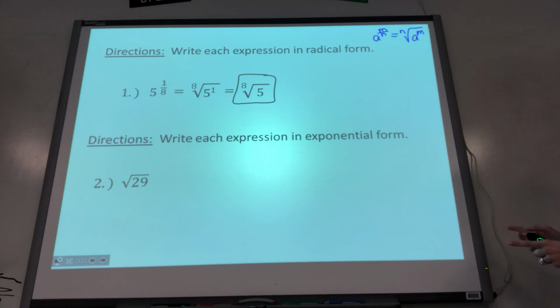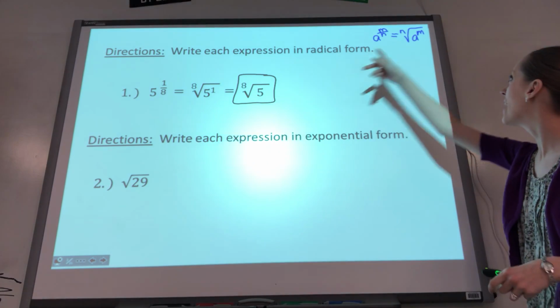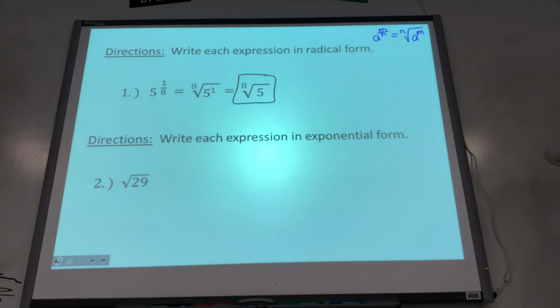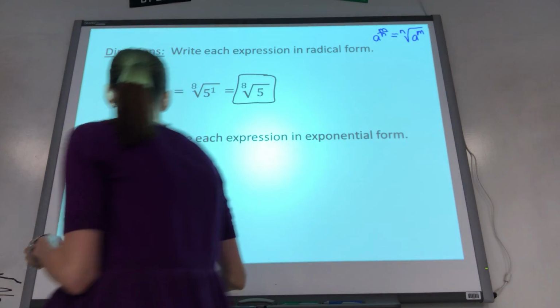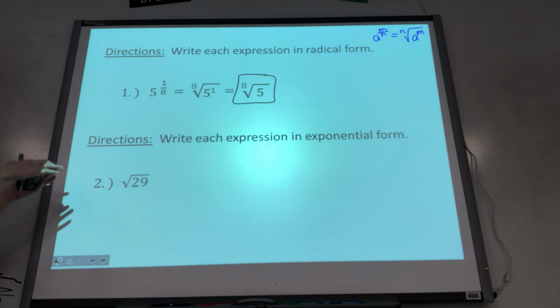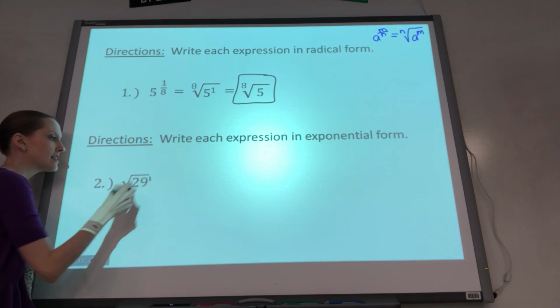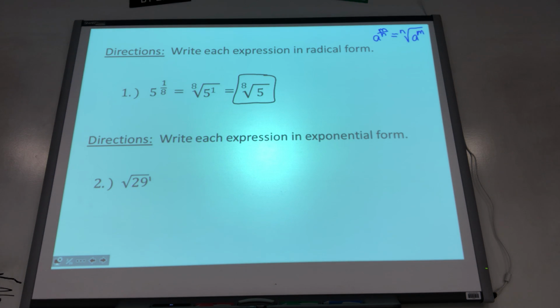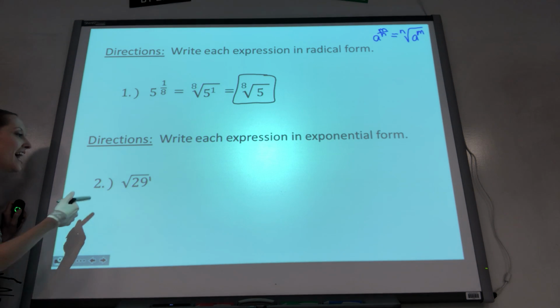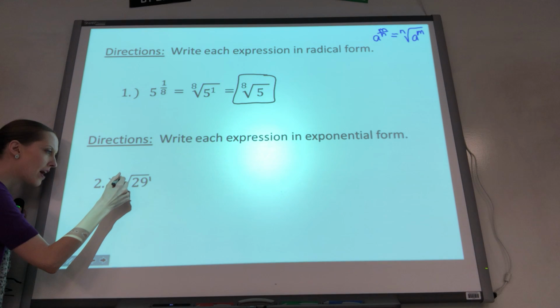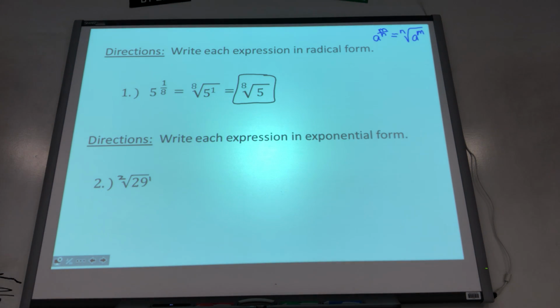Square root of 29. The 29 is going to be the a in this problem. I don't really see any other numbers though to put with it. So if we want to be technical here, 29 is the same as 29 to the first power. And a square root, we don't ever write the 2, we just assume it's there. So rewriting that, it would be 29 to the 1/2 power.